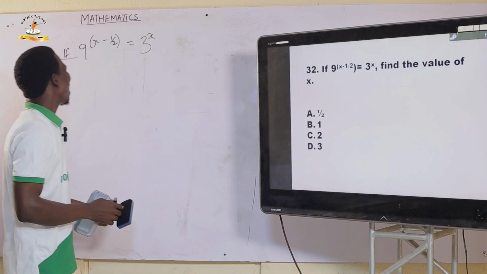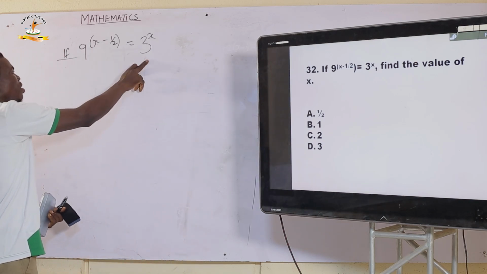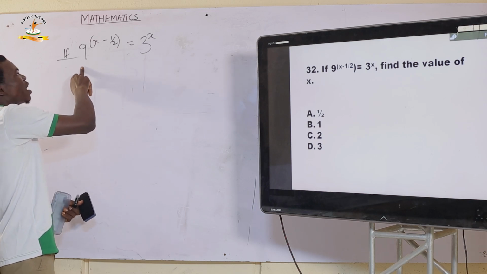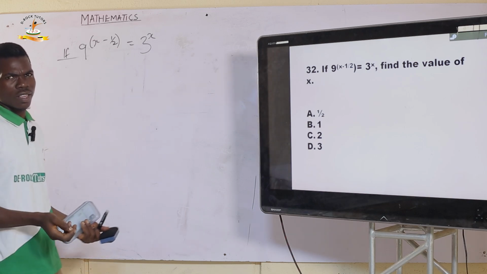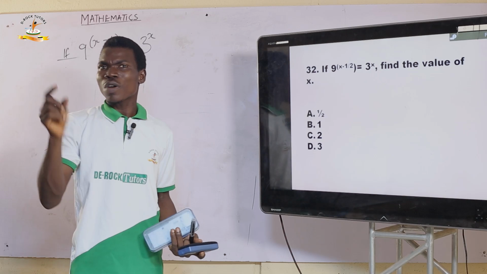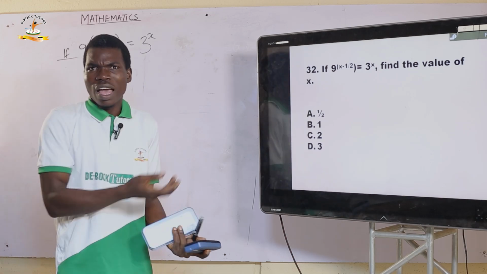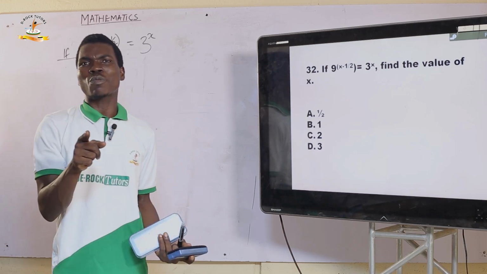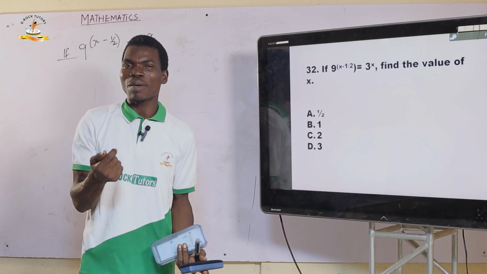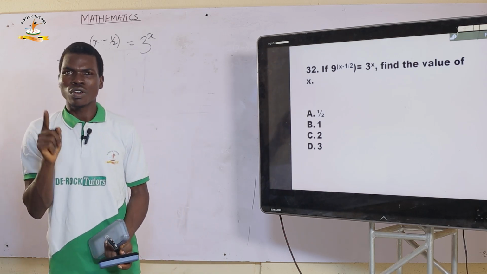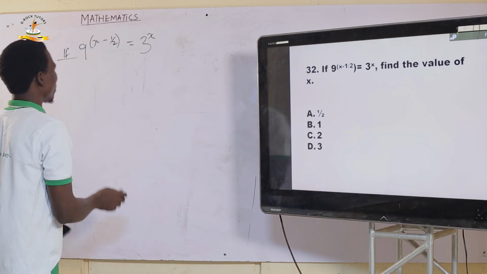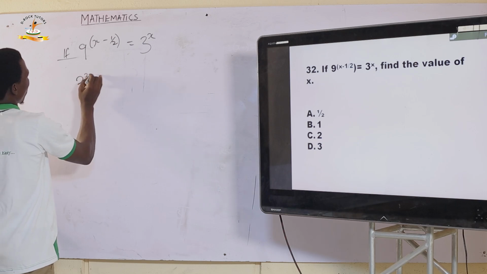We look at it and we see this 9, we see this 3. There is a correlation between 9 and 3. Yes, think of it, because 3 raised to power 2 is 9. So I'm not going to express 9 as 9. This time around, I'm going to see it as 3 raised to power 2. So let me write that, 3 raised to power 2.